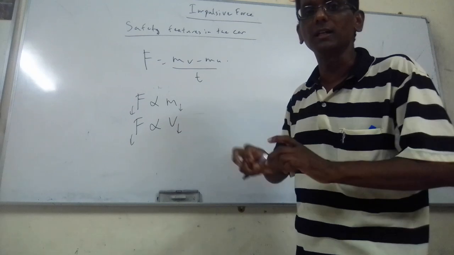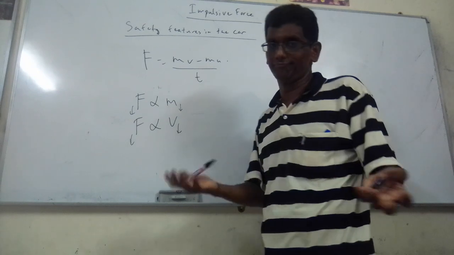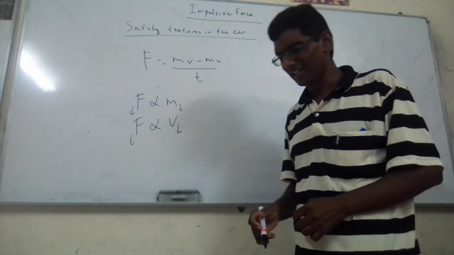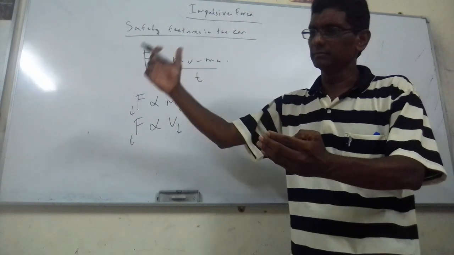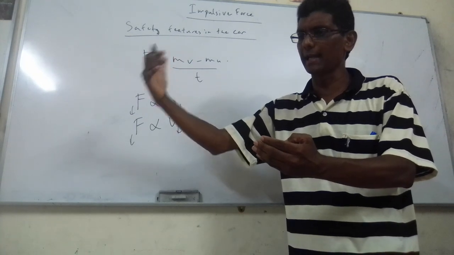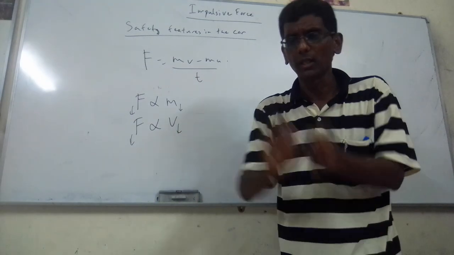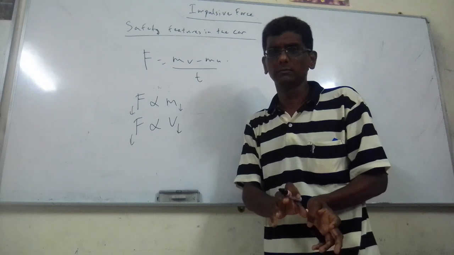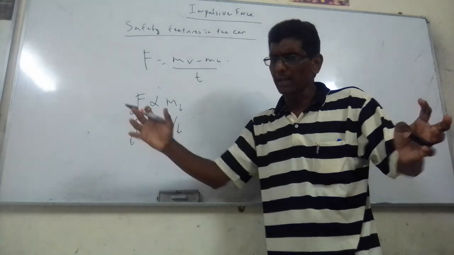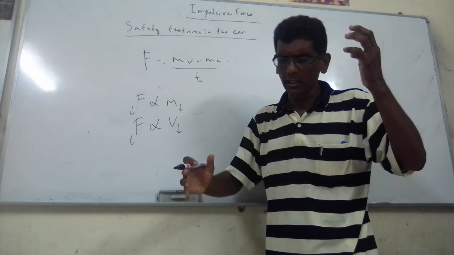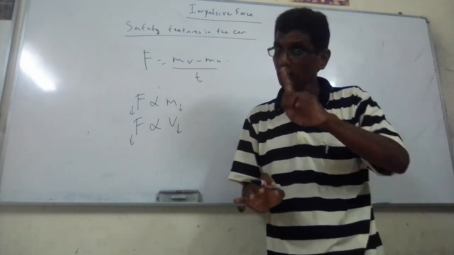For example, you go with a bicycle or motorbike, you are small mass, but you go to Kanchil. The vehicle coming in the opposite direction is the lorry. So big mass, small Kanchil. The lorry is big mass and the small Kanchil is small mass. But when they collide, the impulsive force is the same. We saw this earlier.